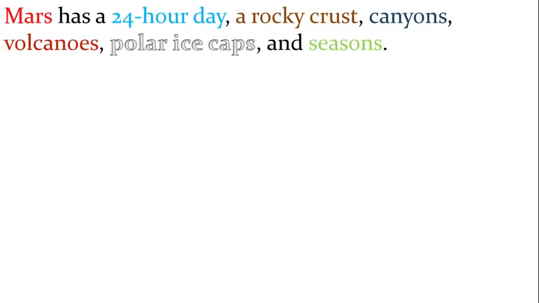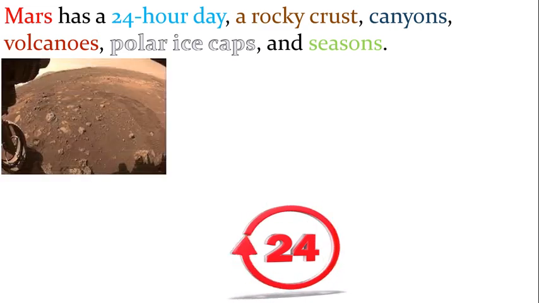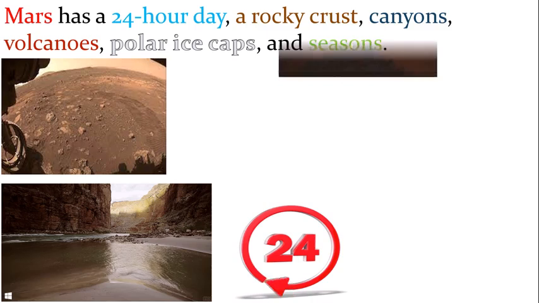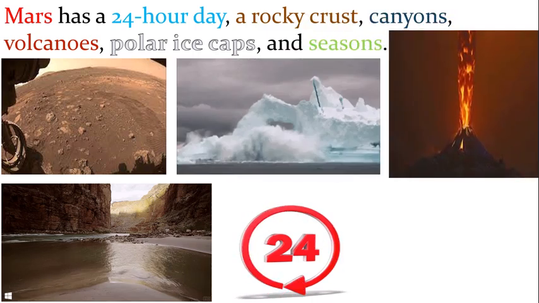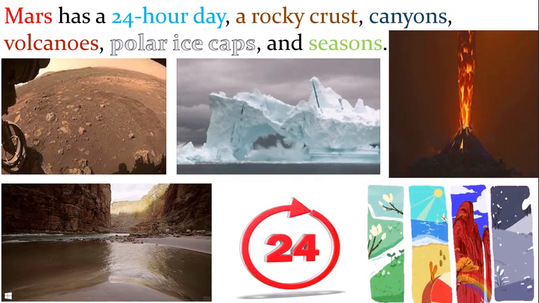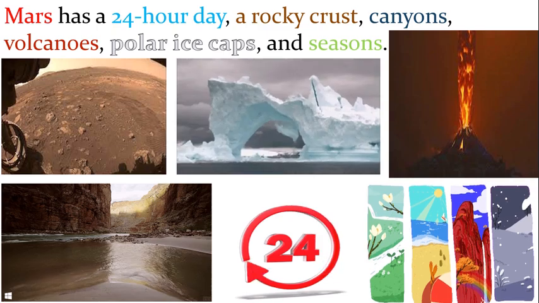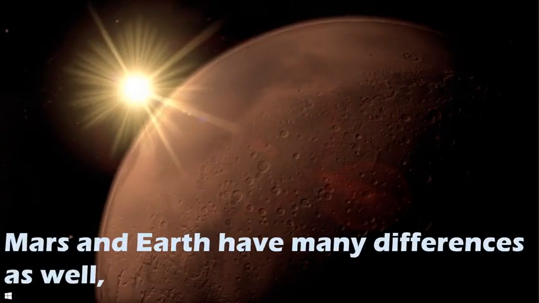Now, do you know Mars also has a 24-hour day? How many hours are there in one day on planet Mars? 24 hours. Isn't it a similarity like Earth? Right? It also has a rocky crust. It does have canyons, volcanoes, polar ice caps and seasons as well. The seasons might not be like the seasons on planet Earth, but it does have seasons. So Mars and Earth have many similarities.